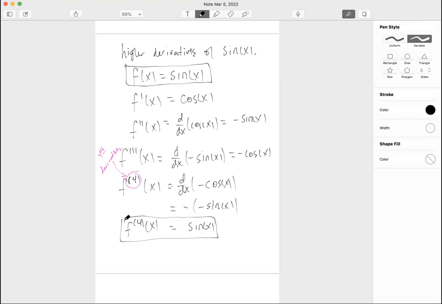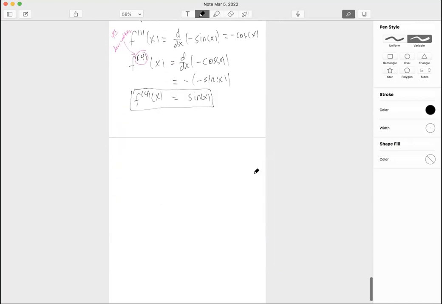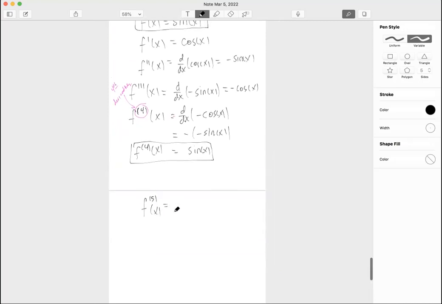So taking 4 derivatives of sine brings us back to sine. And notice that this will repeat, right? The 5th derivative will surely be cosine.